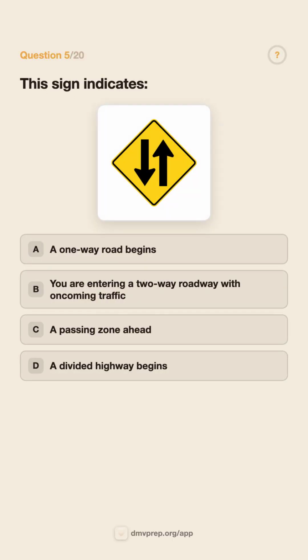Question 5. This sign indicates: A. A one-way road begins. B. You are entering a two-way roadway with oncoming traffic. C. A passing zone ahead. D. A divided highway begins.